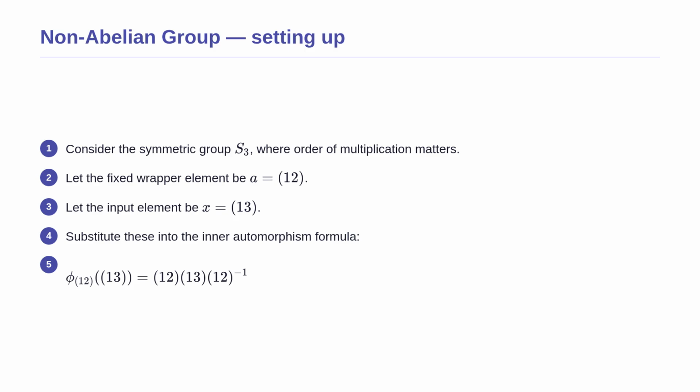Now that we have seen an abelian group, let us look at a group where the order of multiplication does matter, such as the symmetric group S3. This group represents all possible ways to shuffle three items. Let our fixed wrapper element be the permutation (1 2), which swaps the first and second items. We want to see what happens when we apply our inner automorphism to the input element (1 3). We substitute these specific permutations into our formula, being very careful to keep them in the exact right order.